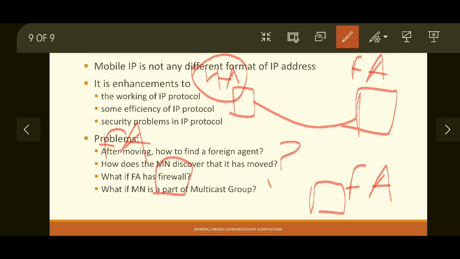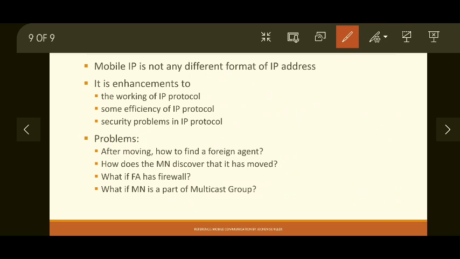Then second, how does the MN discover that it has moved? How will the MN know that it is not currently inside the home network and it should acquire a care of address? Whenever it moves out of the network, it has to acquire a care of address, otherwise packets will never be delivered. So how does the mobile node find that out? It has to find out a care of address. That is the second issue.